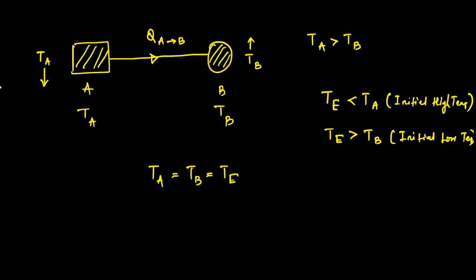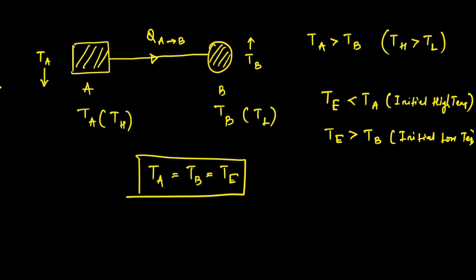Let me make it clear. TA is, let's say, T high, that is the higher temperature, and TB is T low, which is the initial lower temperature. Heat flows from higher temperature to lower temperature. Then when heat flows away, temperature drops down. When heat flows in, temperature increases. Both arrive at the same temperature, which is called the thermal equilibrium temperature, and then there is no more heat exchange from one body to another. This is the simple concept.